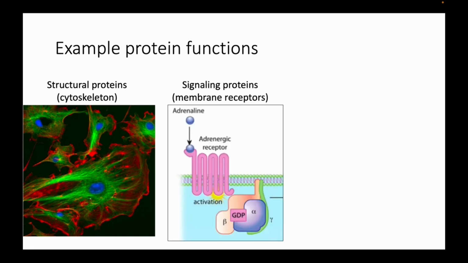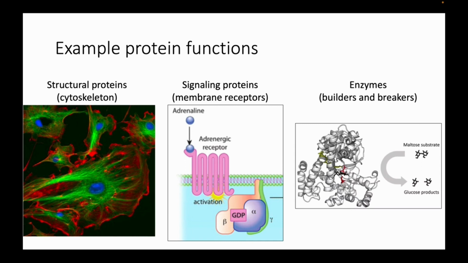Another example of key protein function in the cell are signaling proteins. This includes, for example, membrane receptors. If here is the cell membrane or the plasma membrane, we can have a transmembrane protein that receives signals from outside of the cell and then finds a way to pass the message inside of the cell to start a downstream cell signaling cascade. We'll talk a lot about that later in the class as well. And this diagram is just showing the pathway for adrenaline signaling.